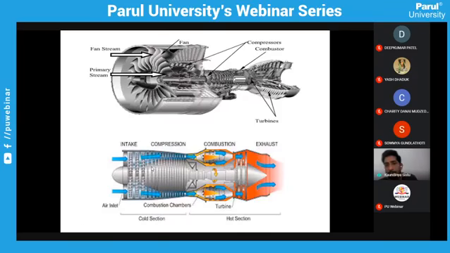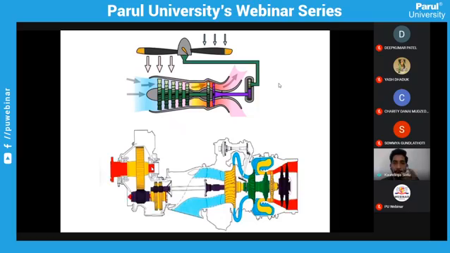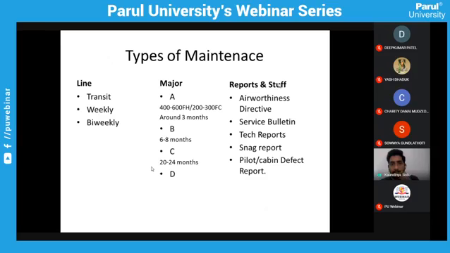Okay, and I think your subjects cover more detail regarding these engines, so I'm not going in depth. If you have any questions, let me know on these four engines. Okay, no questions. Let me continue with the types of maintenance.